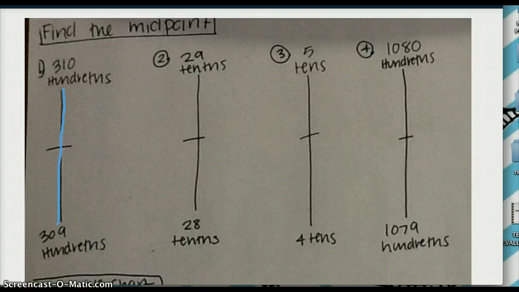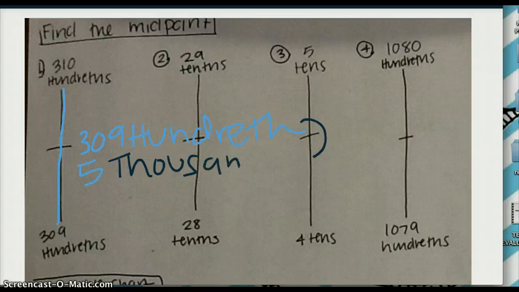What would be between 310 and 309? It would be 309.5. That thinking is throwing people off. So it would be 309 hundredths, and then how many, 5 what? It's one place value below hundredths, that would be thousandths. So 309 hundredths and 5 thousandths. That would be the midpoint, right in between 310 hundredths and 309 hundredths.